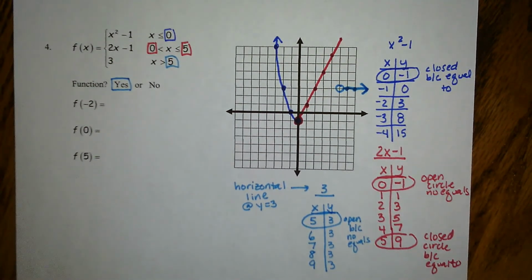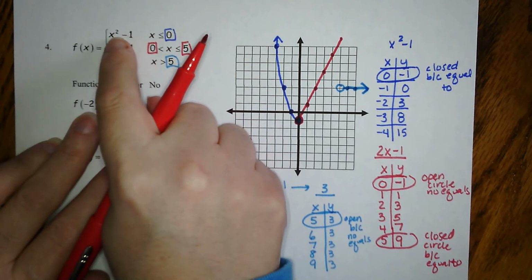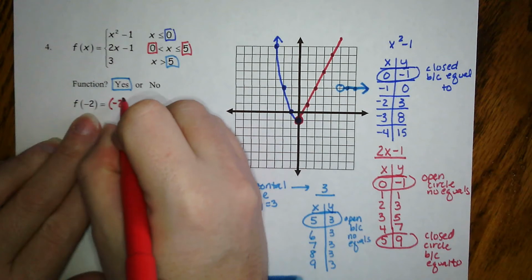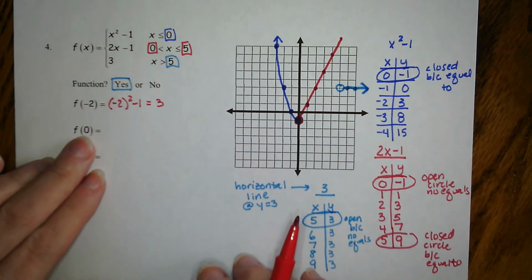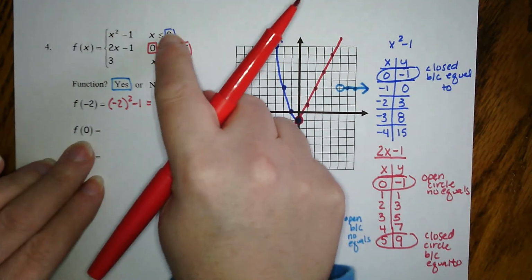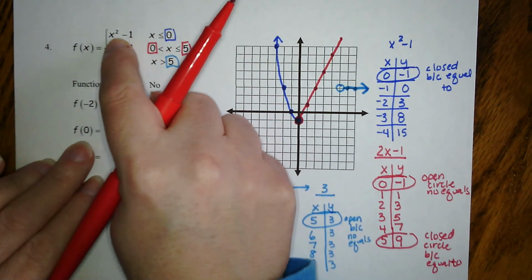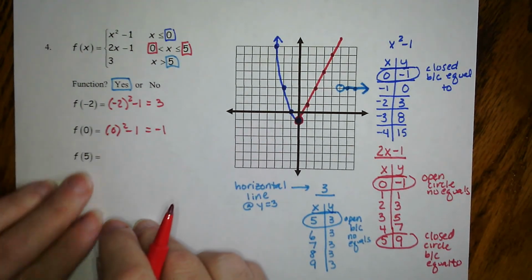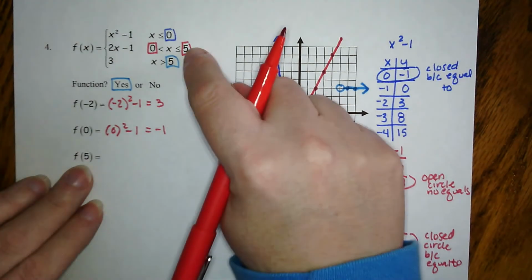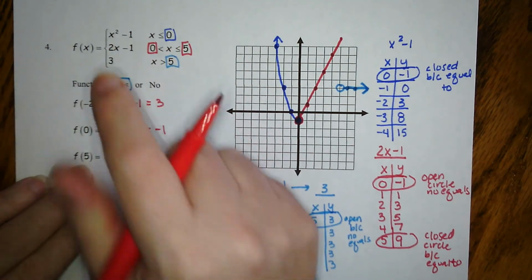Now we got to take a look at -2. So -2, what category does that fall under? Well, -2 is less than 0. So I'm going to put -2 in here. So -2 squared minus 1, that's going to give me 4 minus 1, that's 3. 0. Well, there's zeros here and here, but we want the 0 with the equal to. So we want this one. So we also want 0 squared minus 1, which is -1. And then the last one is 5. Which 5 do we want? We want the 5 with the equal to. So that means we want this one, the 2x minus 1.